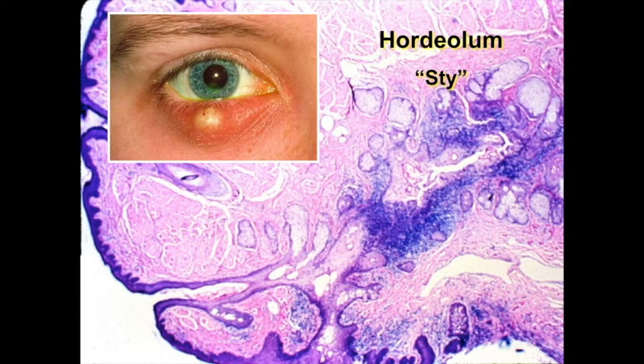I don't really have a good clinical photograph of a hordeolum or stye. This is actually a lid abscess. Styes are acute, generally staphylococcal infections involving either lash follicles, which are external hordeolums, or meibomian glands, which are internal hordeolums. This is an example of an external hordeolum in the photomicrograph.